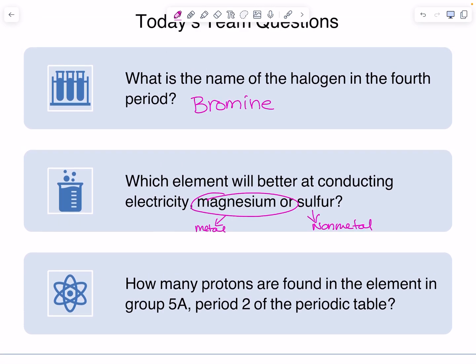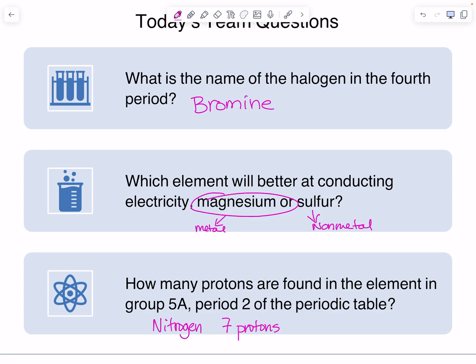Okay, so how many protons are found in the element in group 5A, period 2? So go to period 2, go to group 5A. What's our element? What's the name? So we've got 5A, period 2, is nitrogen, right? And what is the atomic number of nitrogen? 7. Yep. So that means it's got 7 protons.